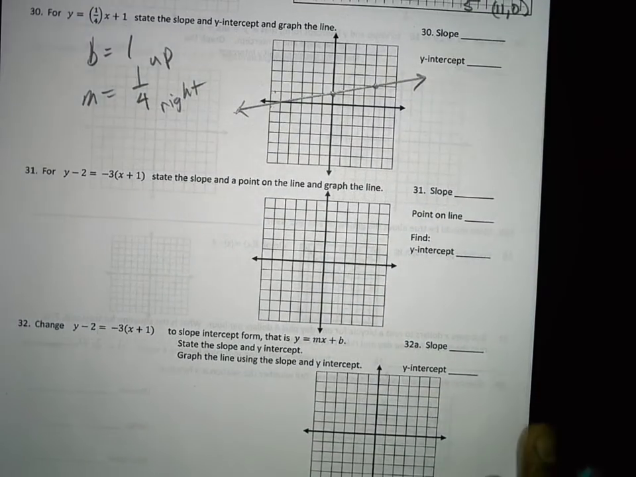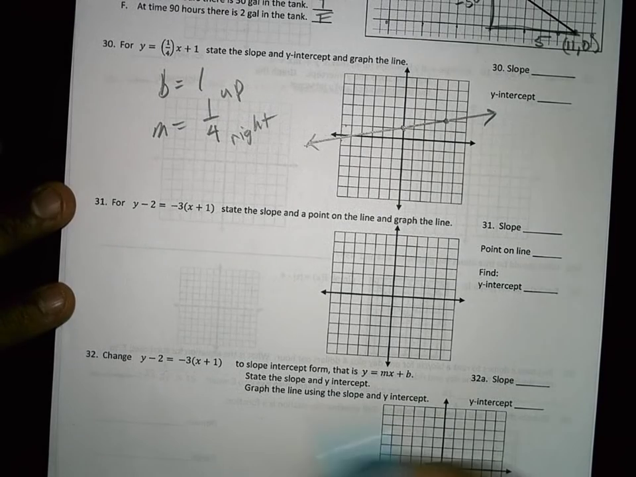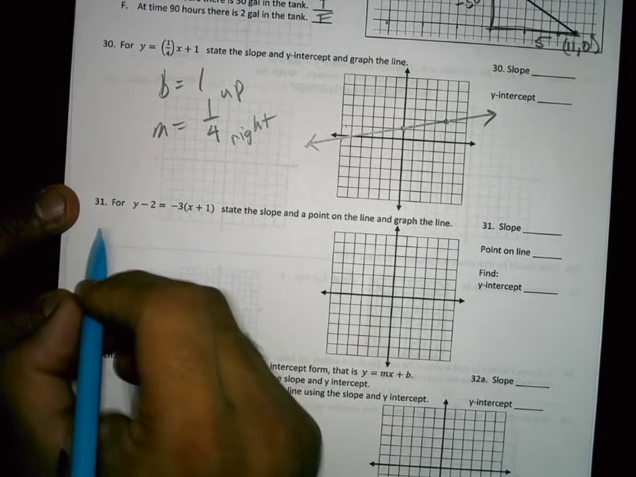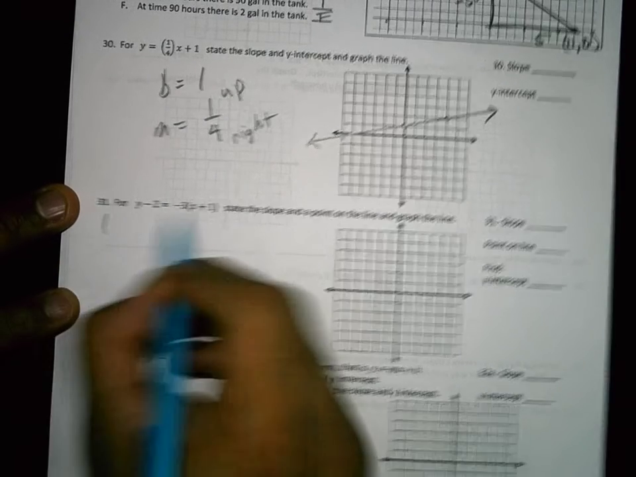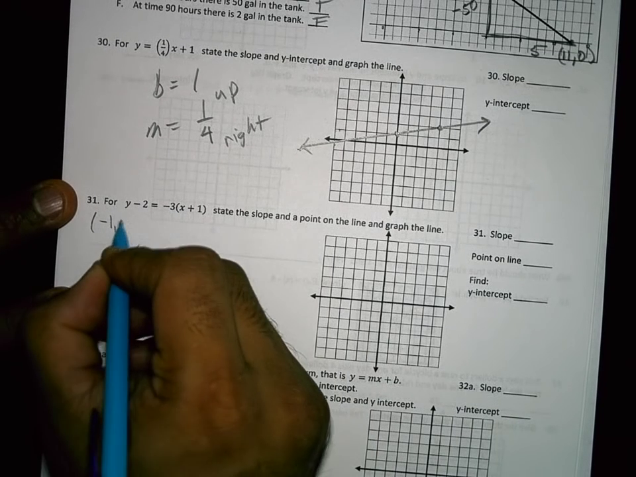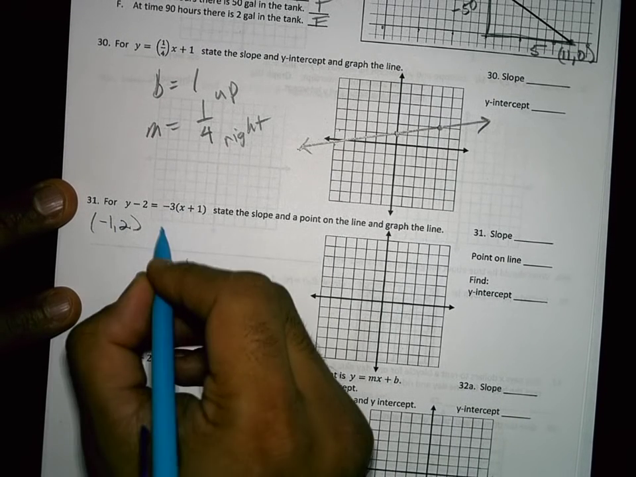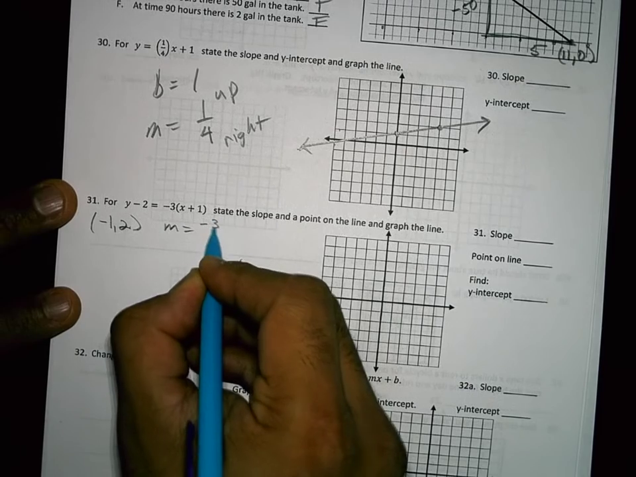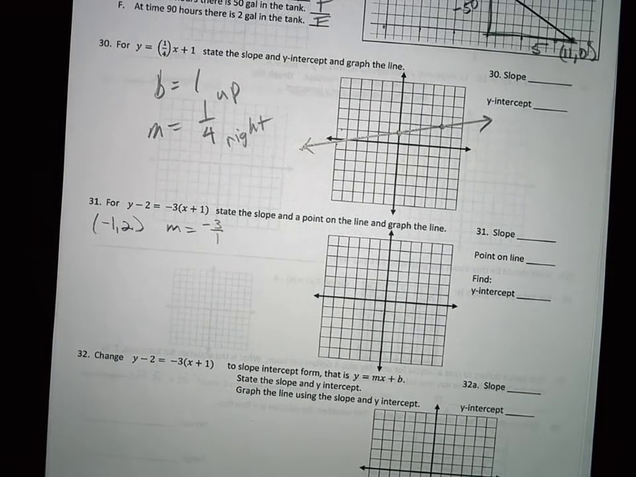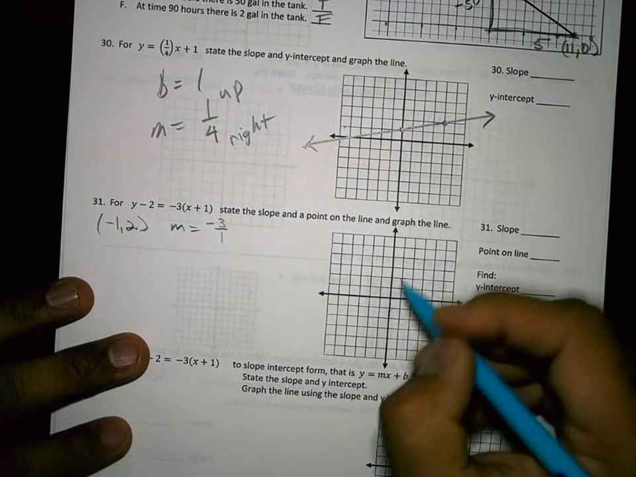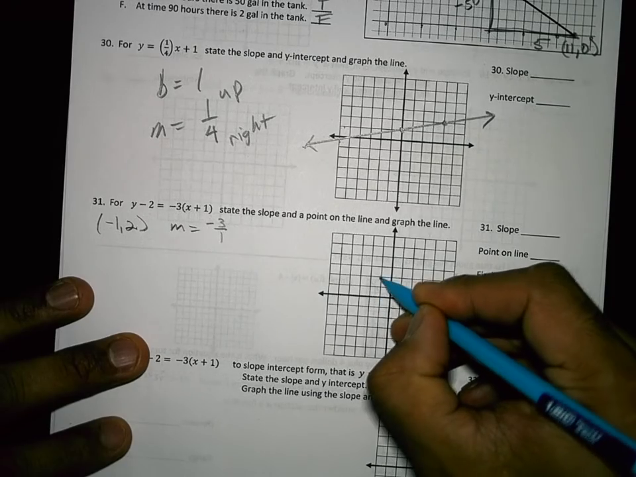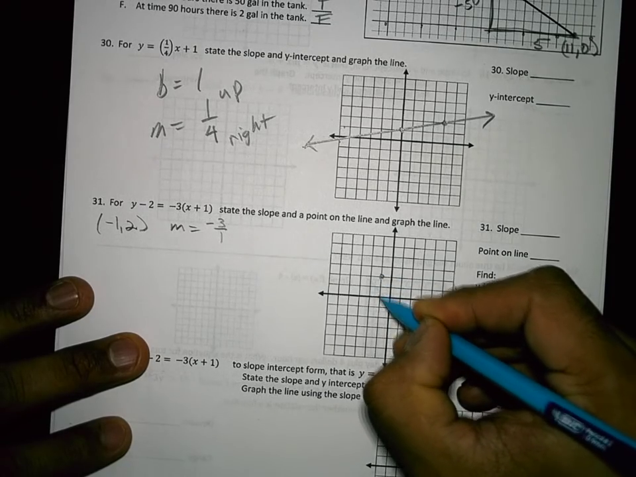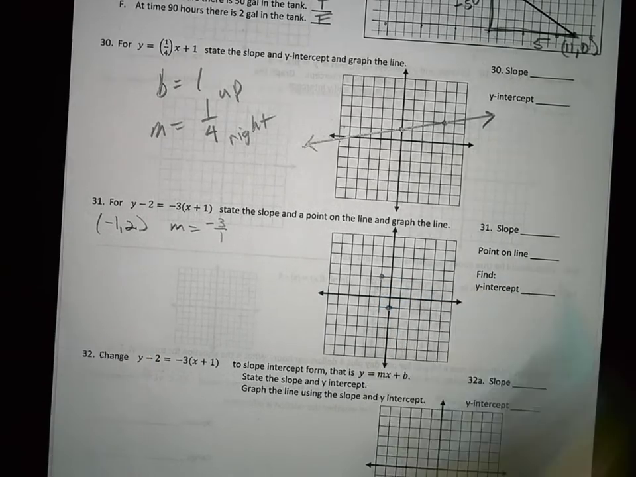Over here, same thing. So I could do this next one. It's in point slope form, so I have a point. I'll do this 2 ways, but I have a point, and the point that I have is negative 1, 2. If you remember, they come out backwards, and the rate of change is negative 3 over 1. So I'm going to start from negative 1, 2. I'm going to go down 3, 1, 2, 3, to the right 1. I can draw my line that way.